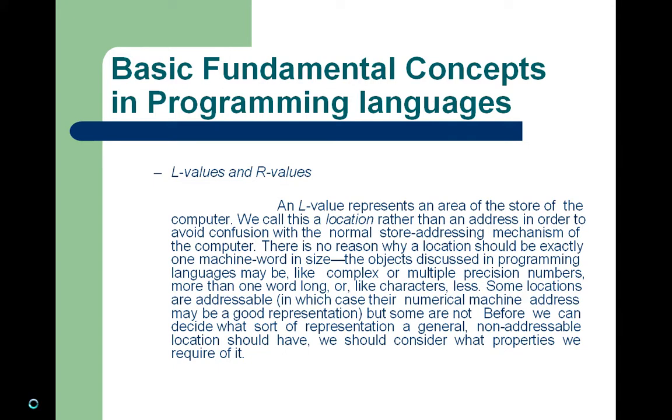L values and R values. An L value represents an area of the store of the computer. We call this a location rather than an address in order to avoid confusion with the normal store addressing mechanism of the computer. There is no reason why a location should be exactly one machine word in size. The objects discussed in programming languages may be things like complex or multiple precision numbers.